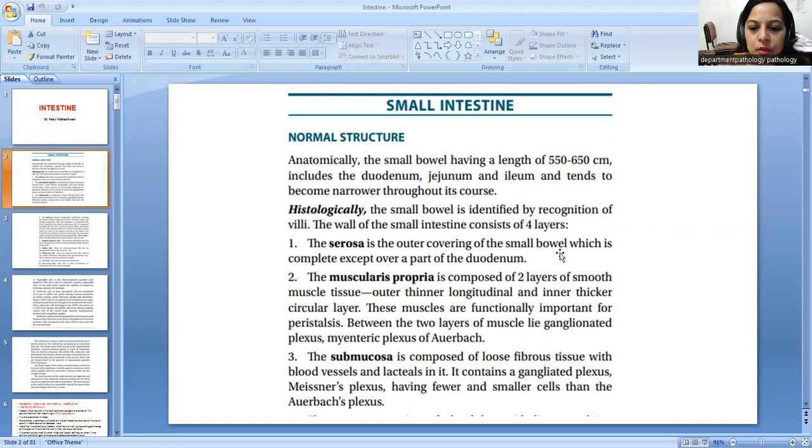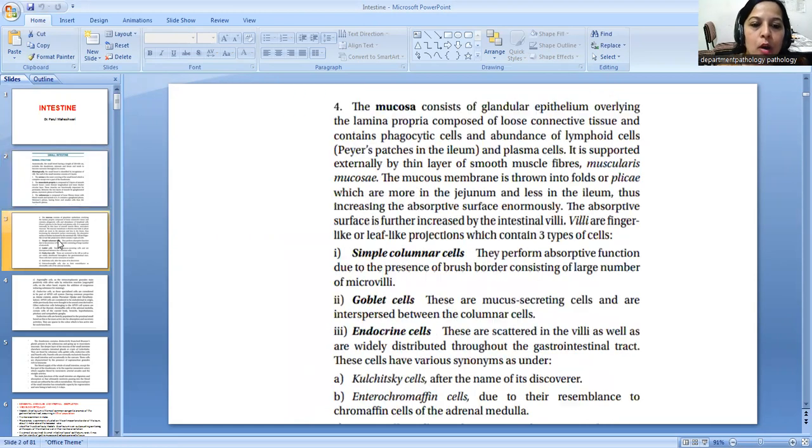The serosa is the outer covering of the small bowel, which is complete except for a part of the duodenum. The muscularis propria is composed of two layers of smooth muscle tissue, outer thinner longitudinal and inner thicker circular layer. These muscles are functionally important for peristalsis. Submucosa is composed of loose fibrous tissue with blood vessels and lymphatics in it. It contains a ganglionated plexus, Meissner's plexus, having fewer and smaller cells than the Auerbach's plexus.